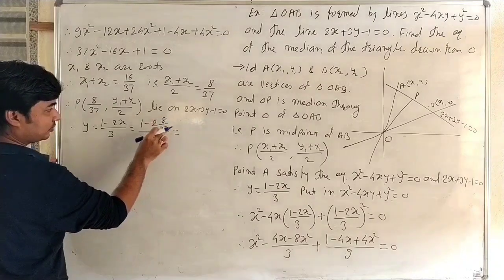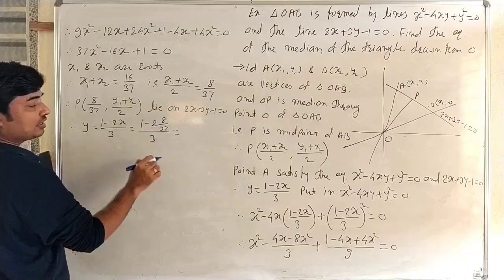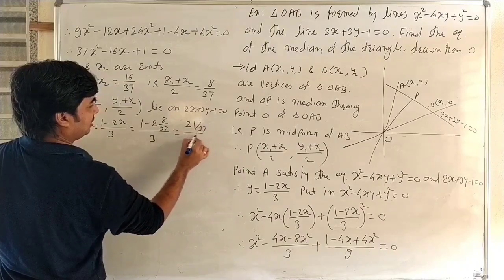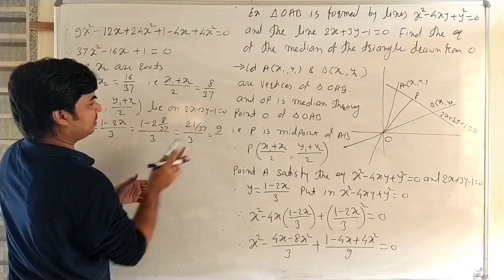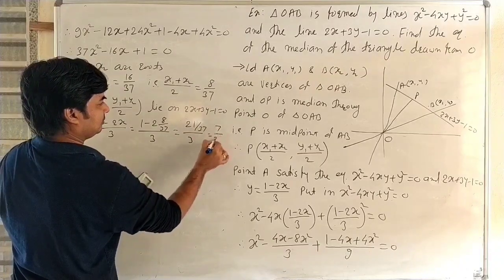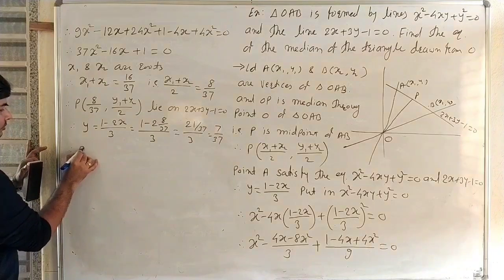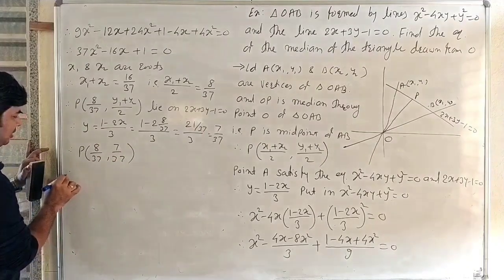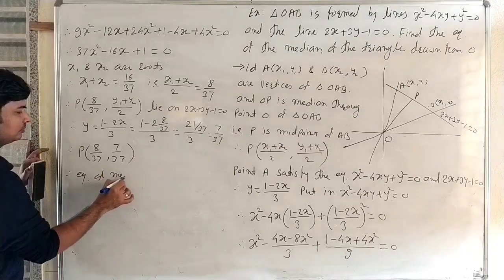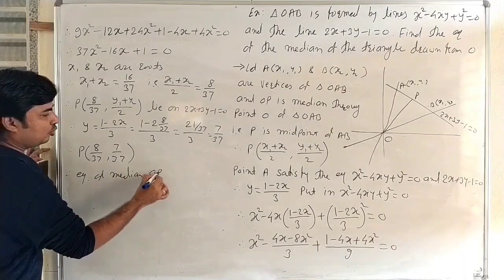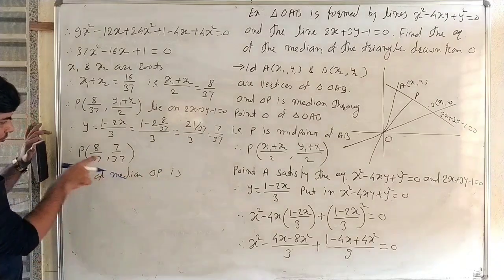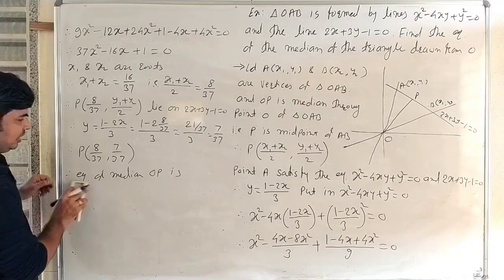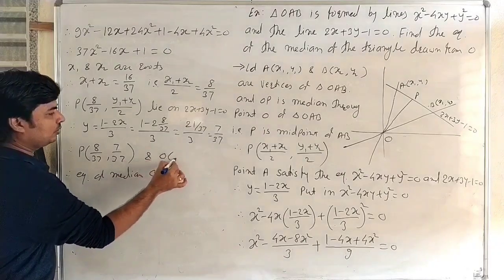Then it is 37 minus 16, 37 minus 16 is 21, upon 37 and upon 3. That is 7 by 37. Okay, and therefore point P is 8 by 37 and 7 by 37, and therefore the equation of median OP, where O is the origin 0 comma 0 and P is this.